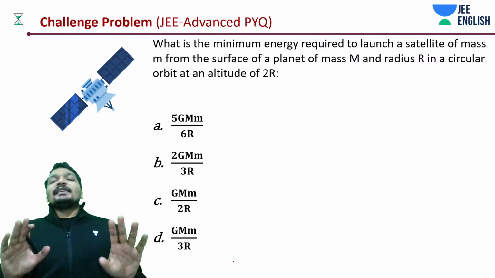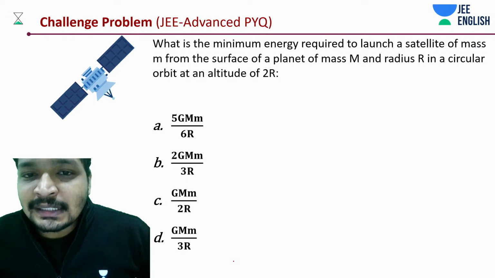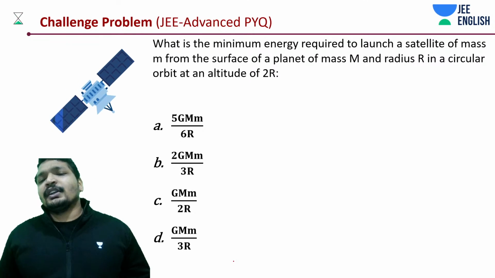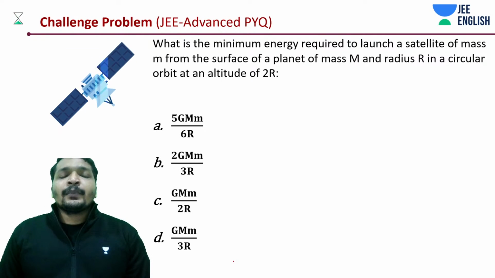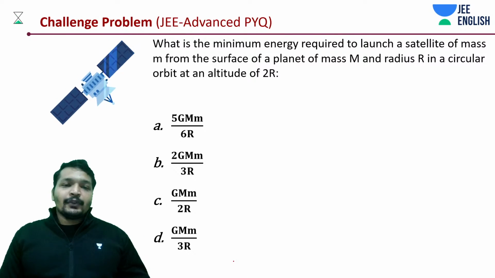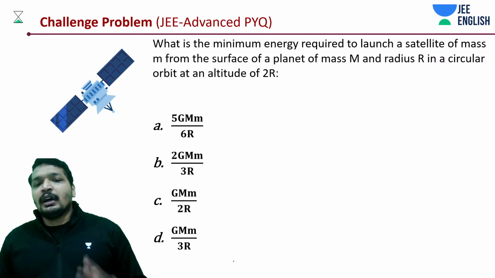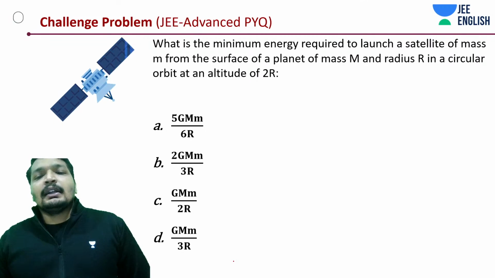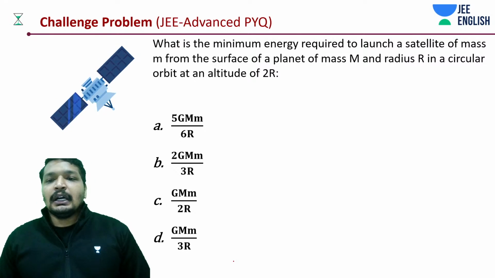What is the minimum energy required to launch a satellite of mass m from the surface of a planet of mass M? Let's solve this question. It's not going to take more than 5 minutes. It's a JEE Advanced question, students, and that's the beauty of this chapter. We have pretty much covered every theory around your orbit motion and your escape velocity. What we have to do is a few more questions around satellite motion and Kepler's law. I guess that's the end of your gravitation.